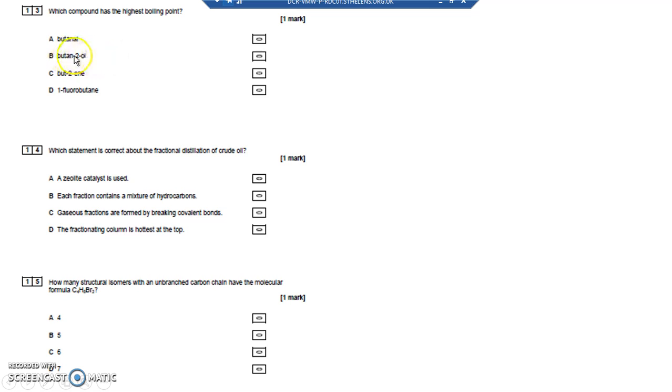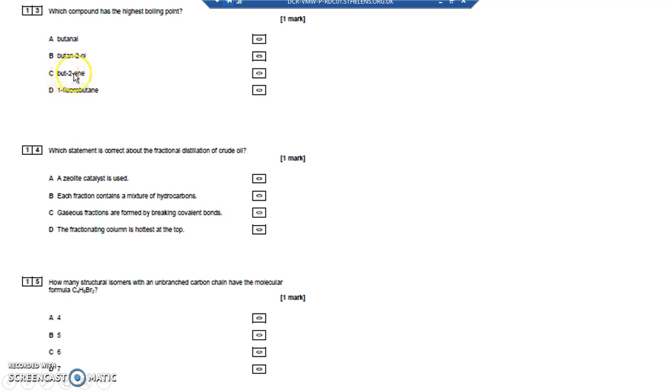Butan-2-ol, here we go, we've got an OH in there, an oxygen bonded to a hydrogen, so that bond is going to be very, very polar, with a large delta plus on the H and a large delta minus on the O. Very, very polar bond, very, very strong intermolecular bonds, hydrogen bonding. B is going to have the highest boiling point probably, of all of these, but let's go through them.